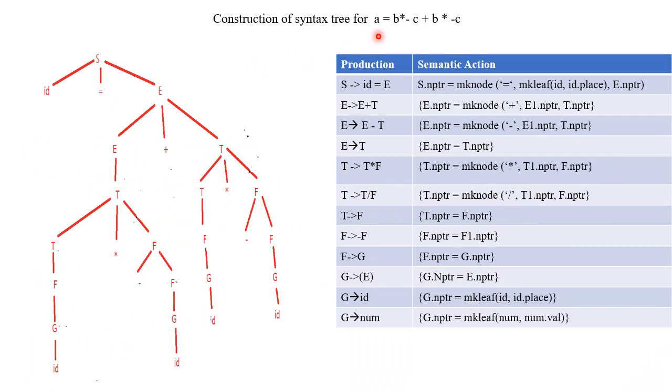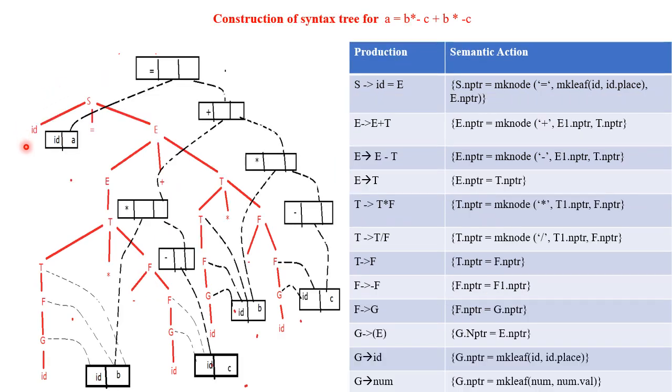Consider another example, A equal to B star minus C plus B star minus C. First we have to construct the parse tree using this production. Here minus C has higher precedence than star. So minus C has to be evaluated before performing this star. We start traversing from here. Now we have got G gives ID, then the corresponding semantic action is performed and we got a node. And F gives G means it is pointing to the same node.